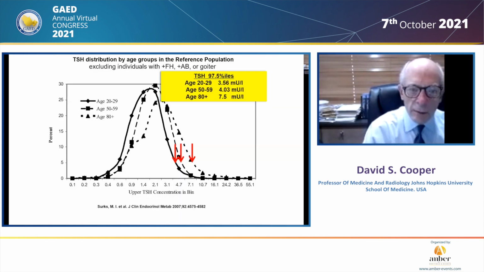And the data are based on this Haynes study, where you can see that the curve shifts over to the right as people get older. And so, in contrast to young people, where the 97.5th percentile goes up to about 4 or 3.5, at age 80, normal could be even a TSH up to 7.5 due to this shift. The reasons for this shift are not known. Whether it's due to alterations in the pituitary sensitivity to the T4 or other factors is not known.